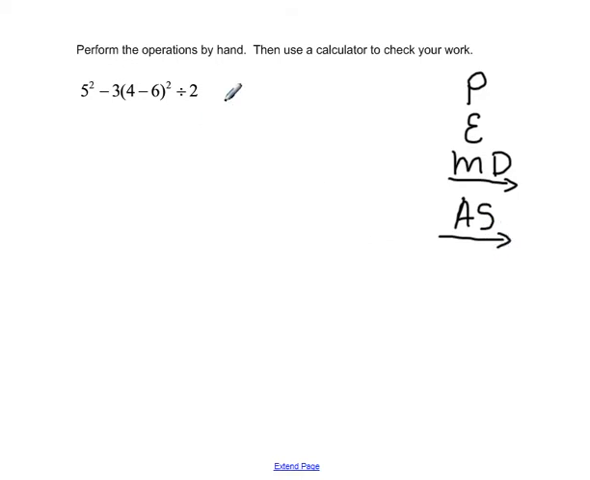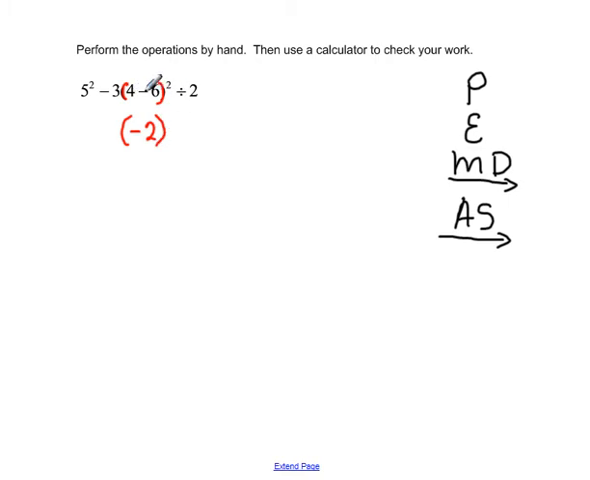So in this problem we've got a little bit of everything, so let's go ahead, look for parentheses that there's something to do inside of. And we just have the one set of parentheses, and we say, yep, sure enough, we can do what's inside those parentheses. So 4 minus 6 is going to give me negative 2. We can also think about that as 4 plus negative 6. It's going to give me negative 2 either way.